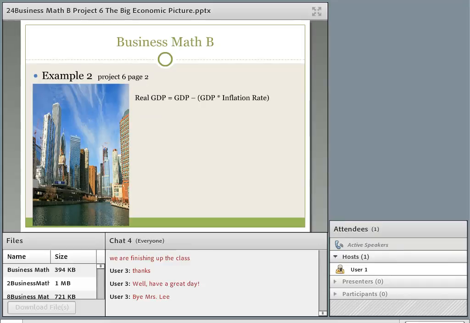So if prices are going up on things we're purchasing, we can calculate what percentage it's going up, which is called our inflation rate. And then we can take that inflation rate and multiply it by what the normal GDP would be. And we're going to take that away from what it currently is so that we have a real gross domestic product amount, okay? So think through that for a minute, what we're actually doing there.